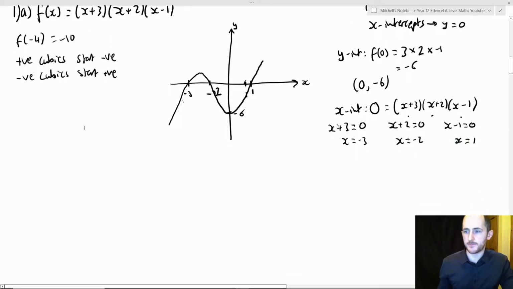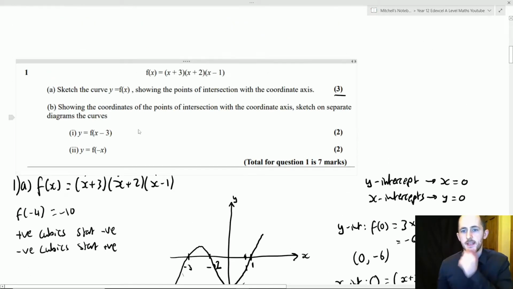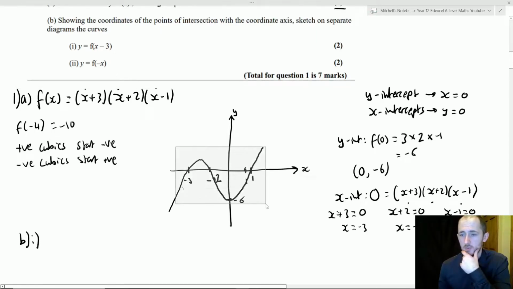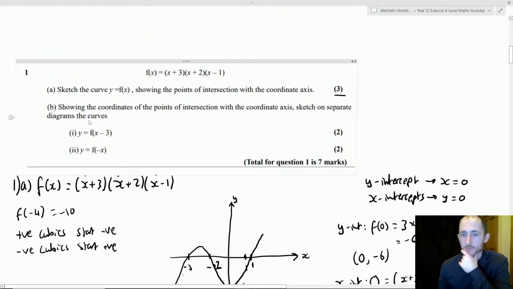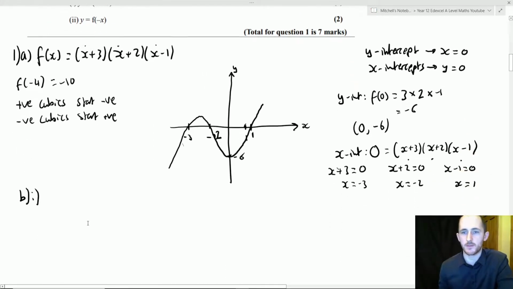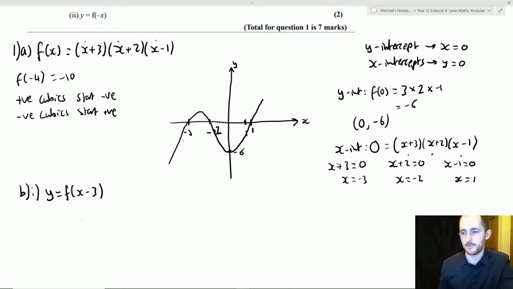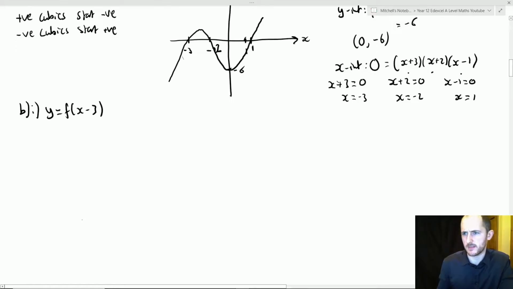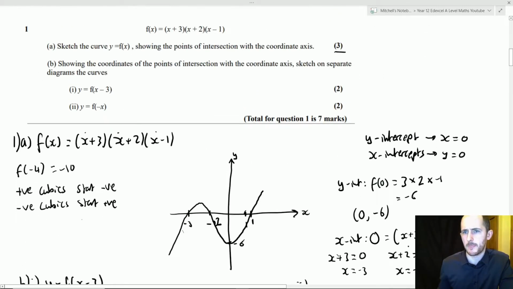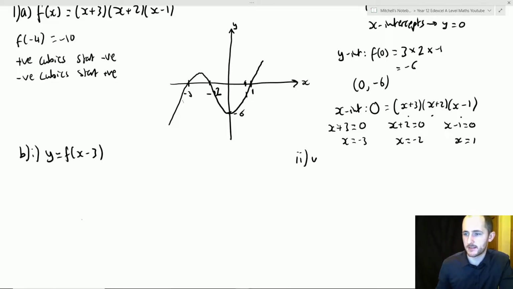Now if we scroll down a little bit, we have part B, part I, and what it says is showing the coordinates of the points of intersection with the coordinate axis. So sometimes they don't tell you that, but essentially when you do transformations, you need all of the x and y intercepts again, okay? Sketch on separate diagrams the curve. So first one is y equals f of x minus 3. We could do part 2 next to it here, which is exactly what I'm going to do because it makes it a bit easier for me. And y equals f of minus x.